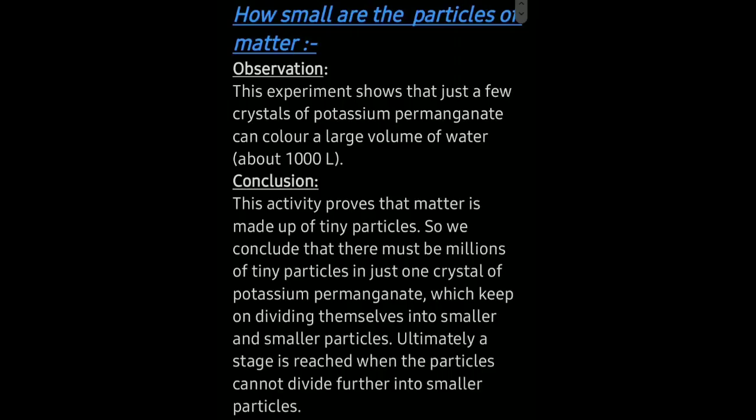Now the observation we get from here is that this experiment shows that just a few crystals of potassium permanganate can color a large volume of water, about 1000 liters. The conclusion from this activity is that matter is made up of tiny particles. So we conclude that there must be millions of tiny particles in just one crystal of potassium permanganate, which keep on dividing themselves into smaller and smaller particles. Ultimately, a stage is reached when the particles cannot divide further into smaller particles.